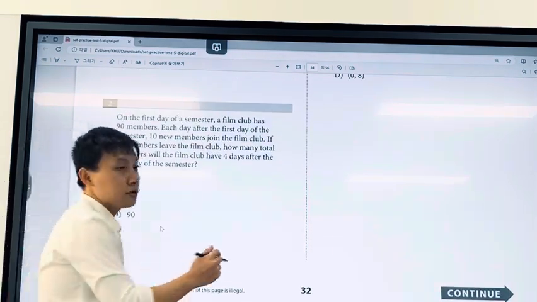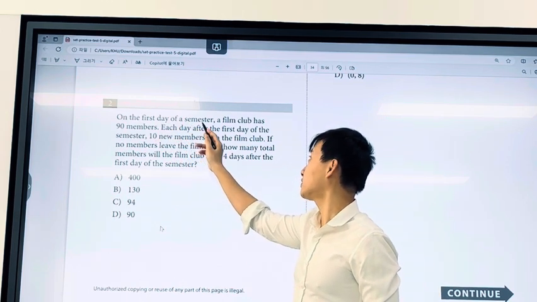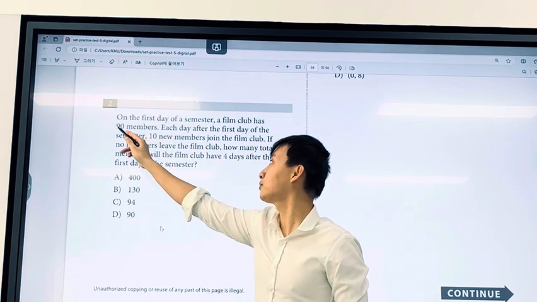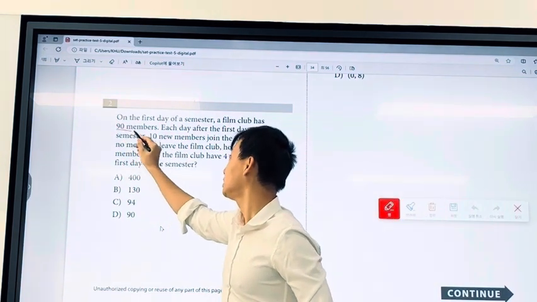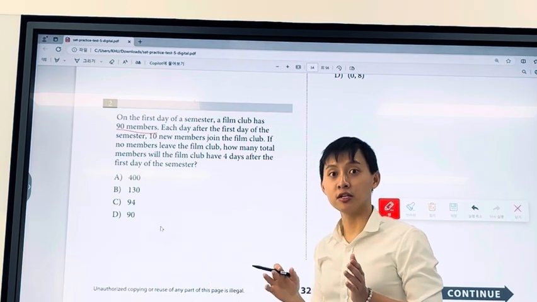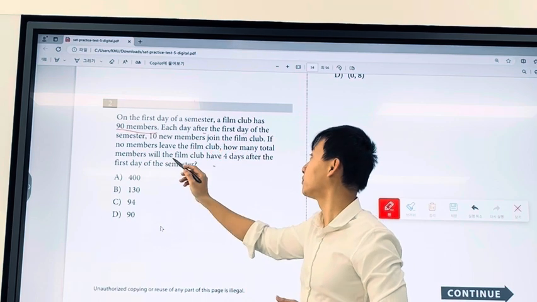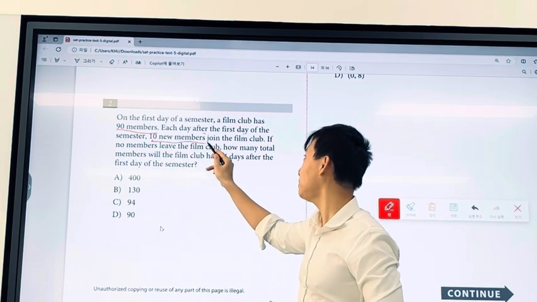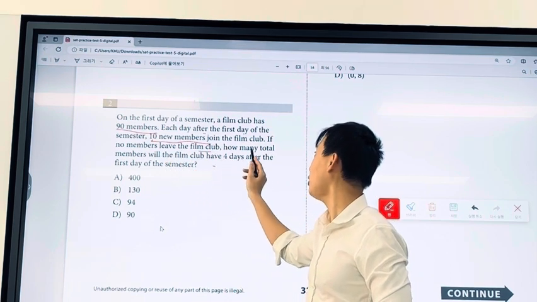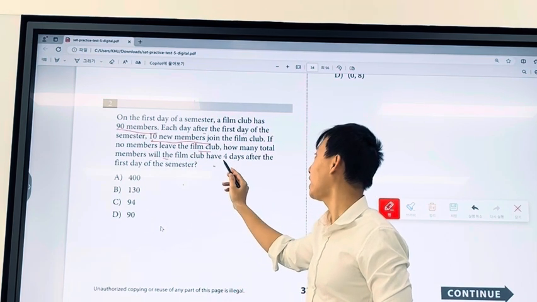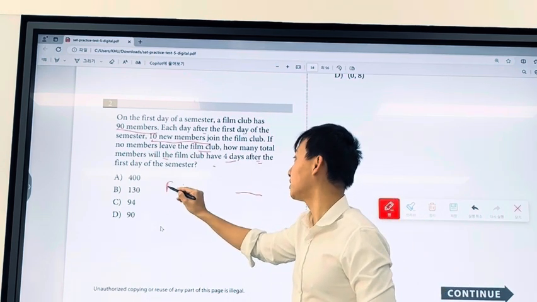On question 2, can you see clearly? On the first day of a semester, a film club has 90 members. You should try to highlight the numbers that you are given in the question. Each day after the first day of the semester, 10 new members join the film club. If no members leave the film club, how many total members will the film club have 4 days after the first day of the semester?